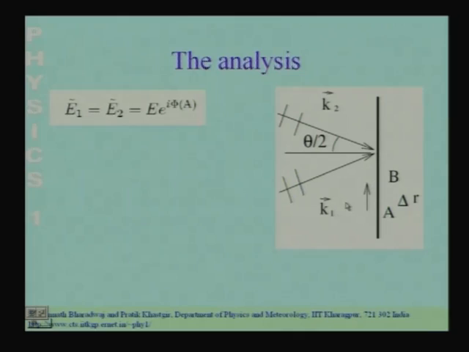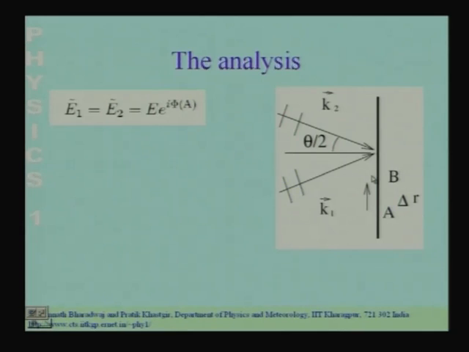Now, let us consider the situation where we move away from this point where the intensity is maximum. We move away a distance, a displacement delta r. So, we move to another point B, which is displaced by delta r from the point A. The question is, by how much does the phase of the first wave change when I move from A to B?